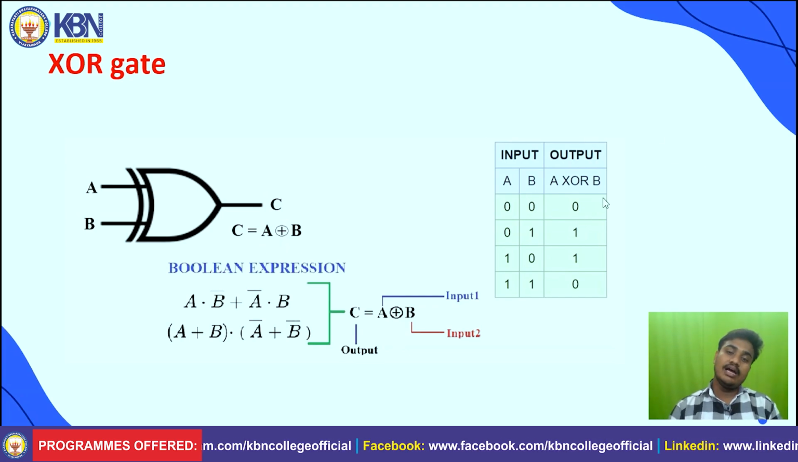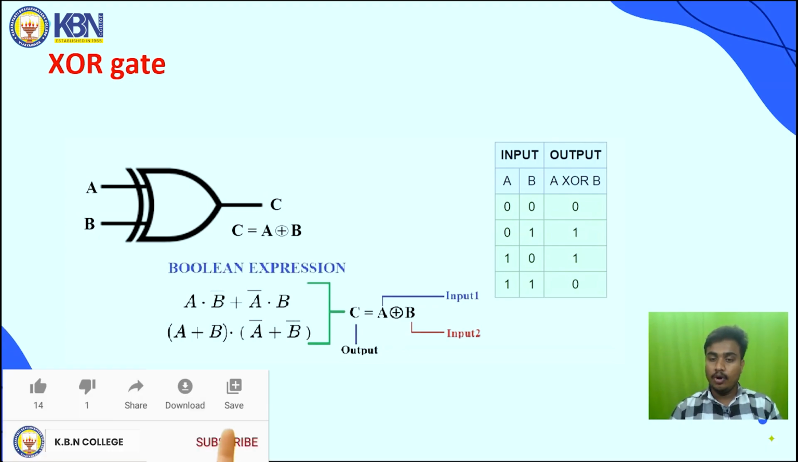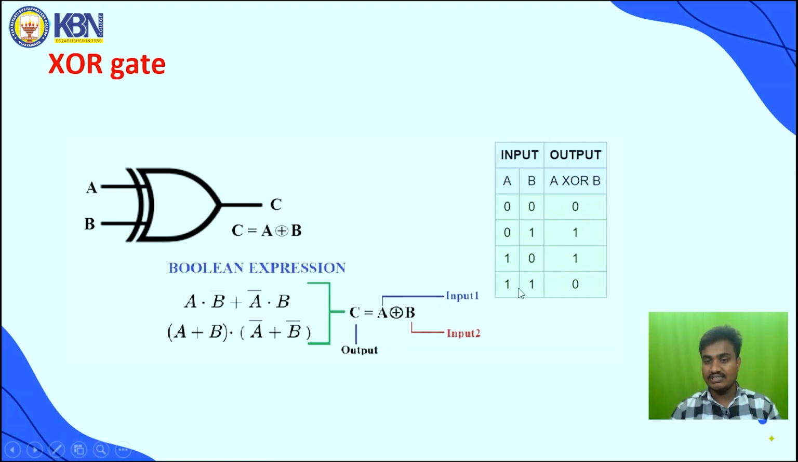Okay, the logic behind the truth table is that when any one input is high, then only the output is high. If both the inputs are same, the output is low. Here you can see 0, 0. Both the inputs are same, the output is low. Here you can see both the inputs are same, 1 and 1. The output is low. When both the inputs are different, then only the output is high. If both the inputs are same, the output is low.